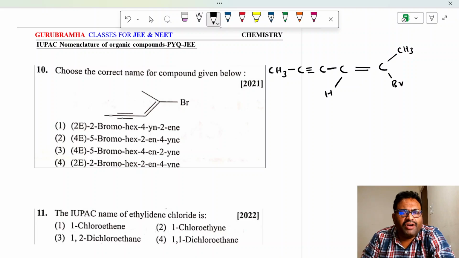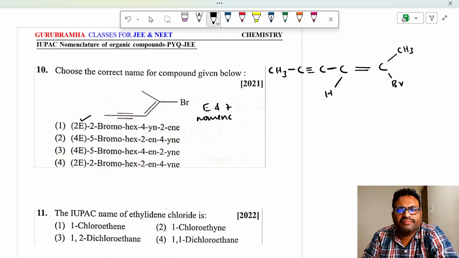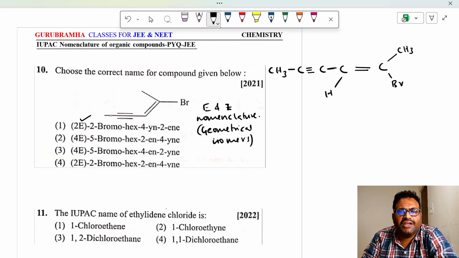Okay. Now you are given in the options E and Z naming. Where do you find this E and Z? E and Z nomenclature. Where do you find the geometrical isomers? In the case of geometrical isomers, you find E and Z. E and Z naming. So geometrical isomers are found at a double bond, not at a triple bond.